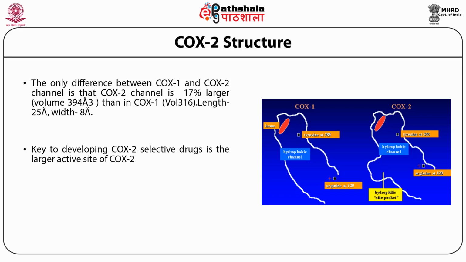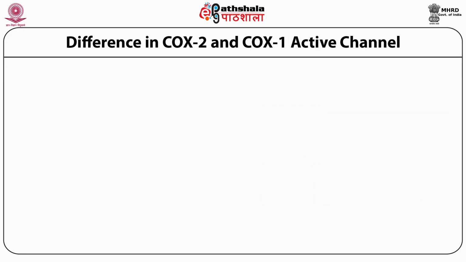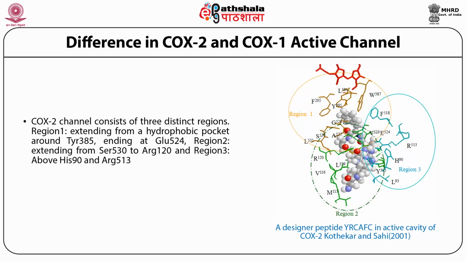Hence, the key for developing COX-2 selective drugs is to make use of the larger active cavity in COX-2. I wish to show you a few more differences in the active cavities of COX-2 and COX-1. The COX-2 channel consists of three distinct regions. Region 1 extends from the hydrophobic pocket around tyrosine 385, ending at GLU 524. Region 2 extends from serine 530 to arginine 120. And region 3, which is present in COX-2 only, is above histidine 90 and arginine 530. And one can make use of this to design a small molecule which will fit only COX-2 and not COX-1.